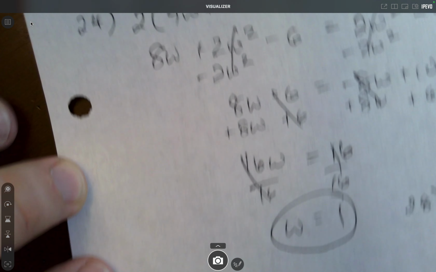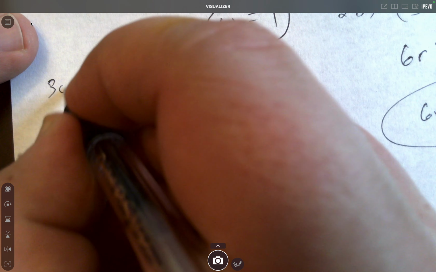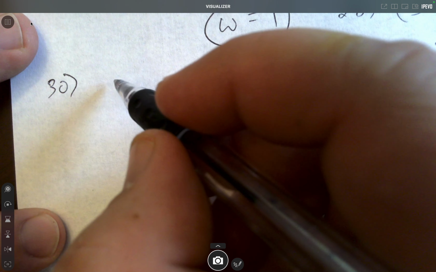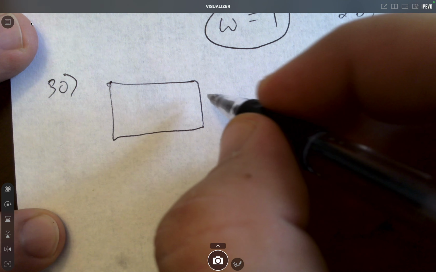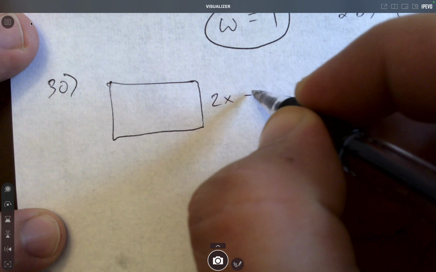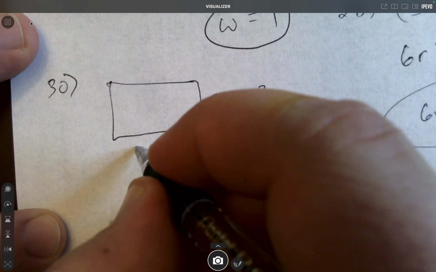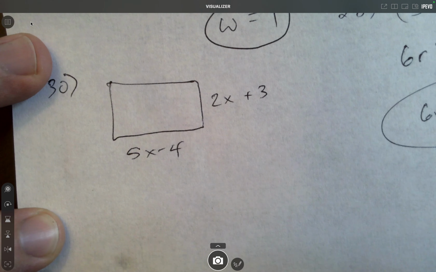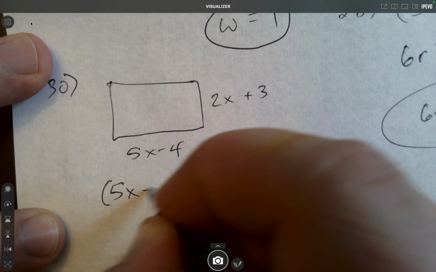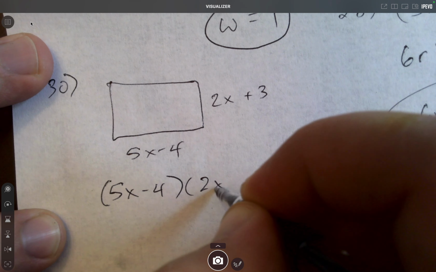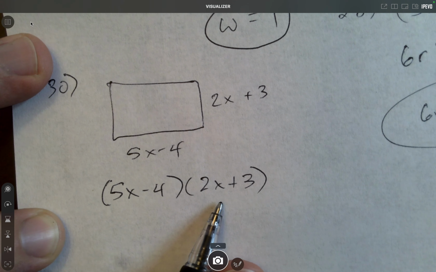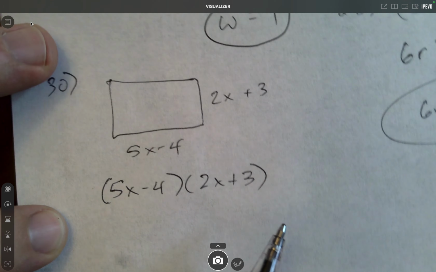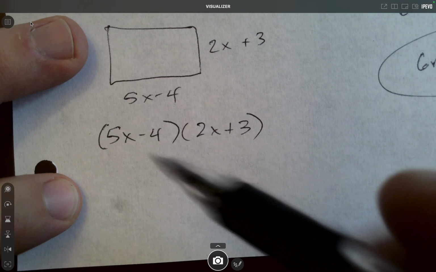Okay, on number 30, they give us a picture of a parking lot. Let's find the area. So here's the basic thing they tell us. We've got 2x plus 3 here, and 5x minus 4 here. So area of a rectangle is length times width, so we need to multiply 5x minus 4 times 2x plus 3. And if you put this piece first and this piece second, that's fine. The final answer will be the same either way.